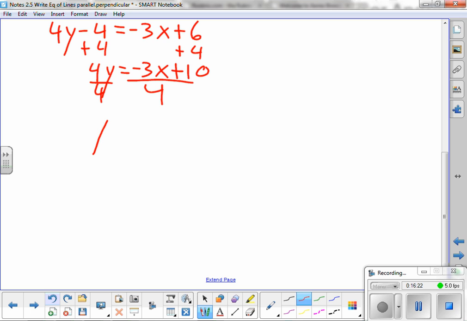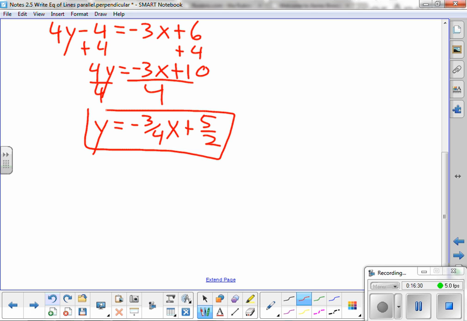Then page. So y equals negative 3/4 x plus 5 over 2. 10 over 4 simplifies to 5 over 2. So that's another piece of your answer. Okay, last piece is standard form.